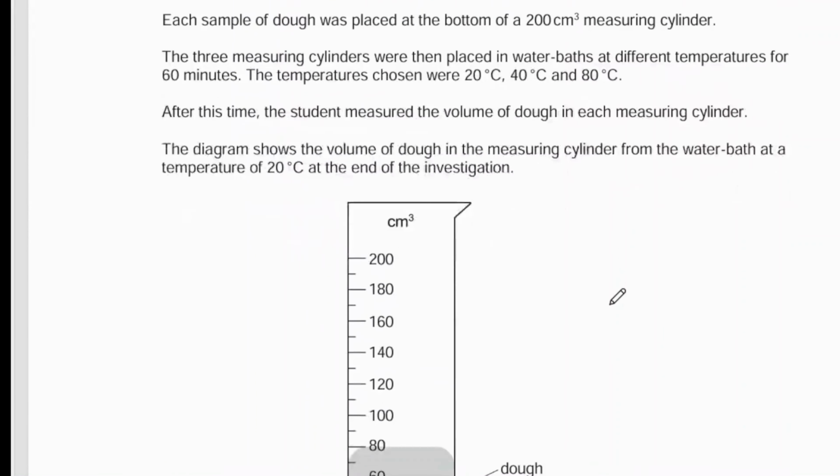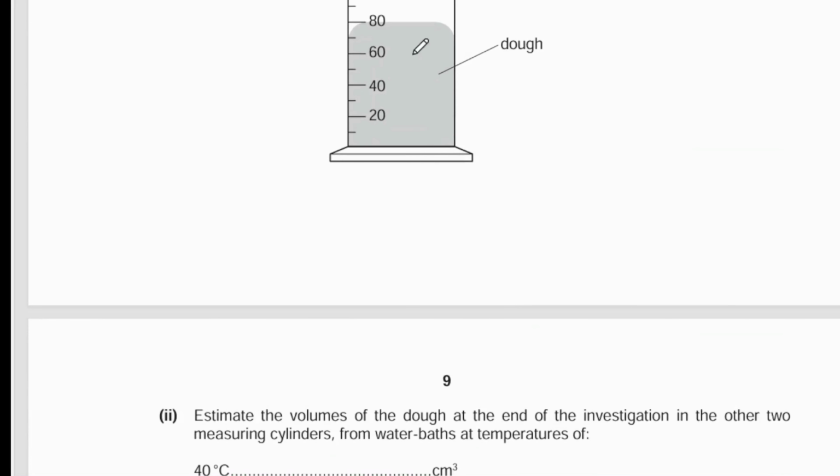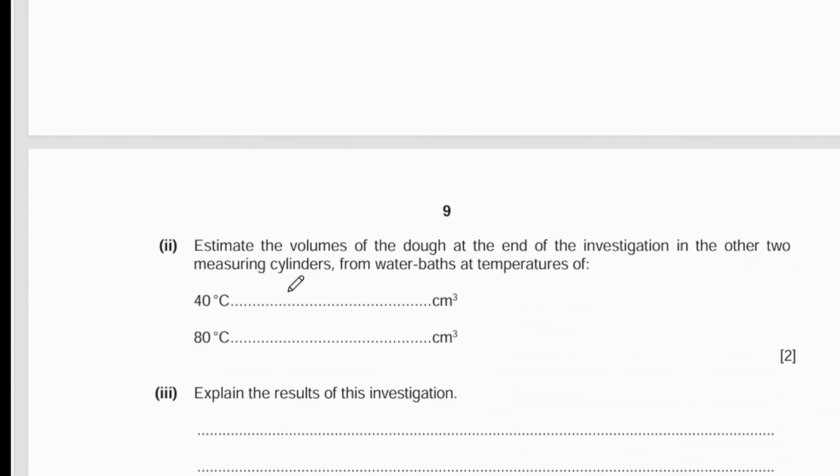Each sample of dough was placed at the bottom of a 200 cubic centimeter measuring cylinder. The three measuring cylinders were then placed in water baths at different temperatures: 20 degrees Celsius, 40 degrees Celsius, and 80 degrees Celsius. At this time, the student measured the volume of dough in each cylinder. The diagram shows the volume of dough in the measuring cylinder from the water bath at 20 degrees Celsius, and this is the volume around 80. So, what do you think? You have to give the estimate value. What do you think?